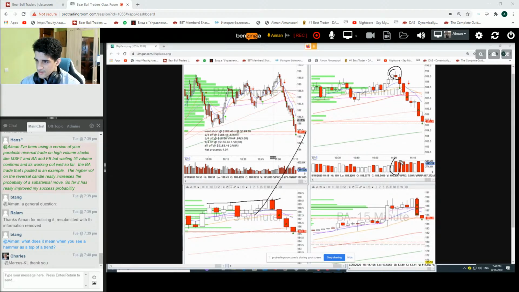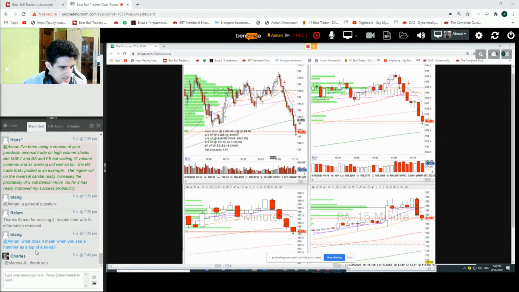Along with that, a doji with an increasing volume, taking it to the short side, and it actually gives you a better move than expected there. I love how much you held on to this one. Thank you, Ralam. I'll take a look at it right now.